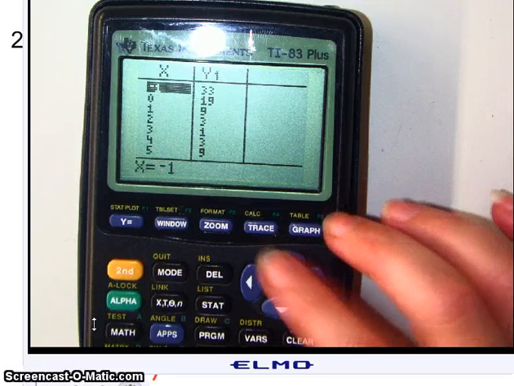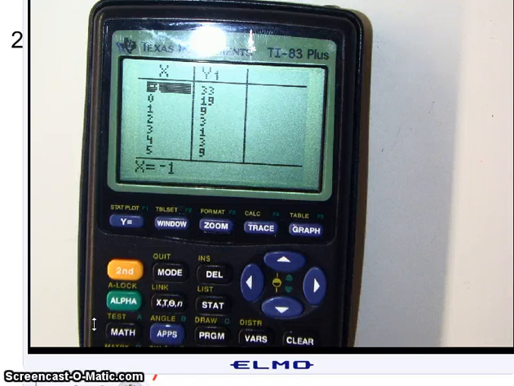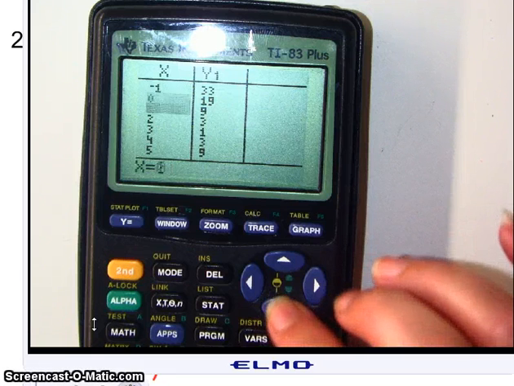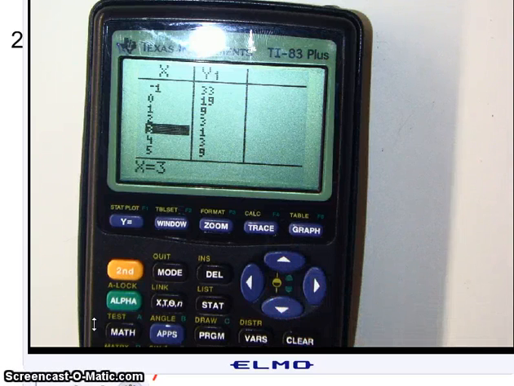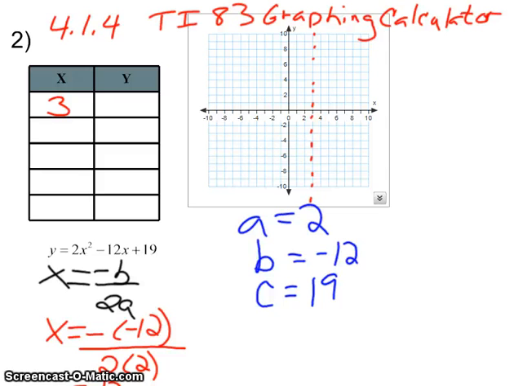All right, so we need the first point on our table to be the vertex. What did we say the x-coordinate of the vertex is? 3. So let's look on the table on the calculator, find x equals 3. What's y? 1. So that's going to go into our table. So 3, 1. Let's plot that point. Up 3, 1.